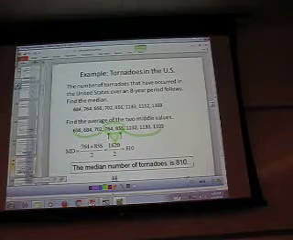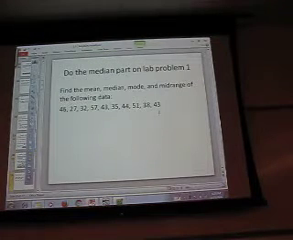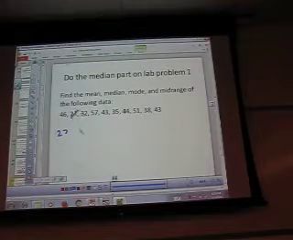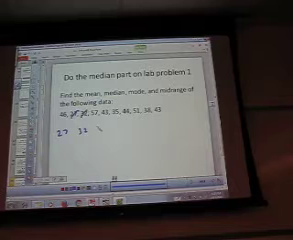Let's take a look. So here you put it in order. I like to cross them out as I put them in order so I know if I miss any. Right, because otherwise it's really easy to miss some.